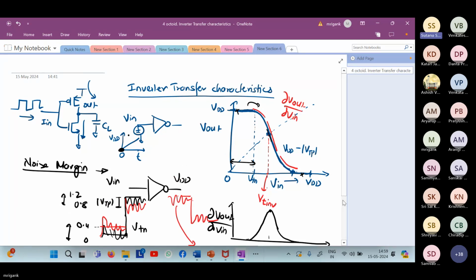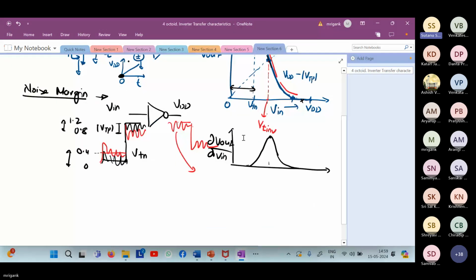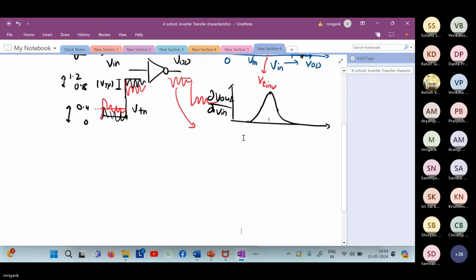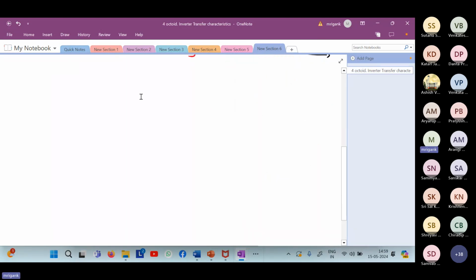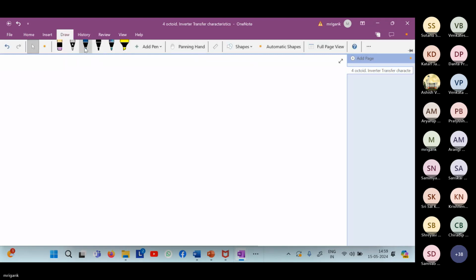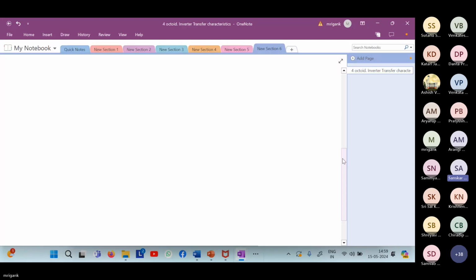Sir, at trip point voltage, both the MOSFETs will be in saturation, right? Yes. So what is the question? Sir, I just confirmed. Yes. Can you complete your question? If both are in saturation, wouldn't it lead to the VDD and ground being connected?